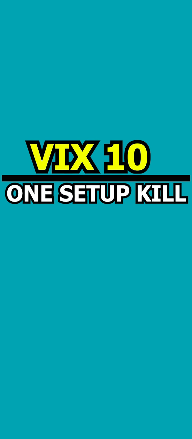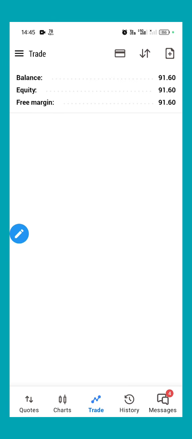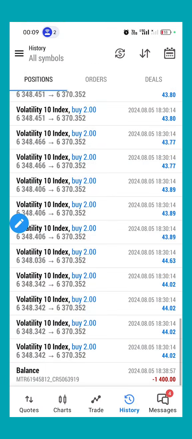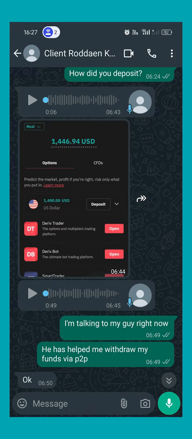In today's one setup keyword trading VIX 10 index, I'm going to be turning this 90 USD account to a whopping 1,400 USD. So keep watching to learn how you can spin your own account as well.